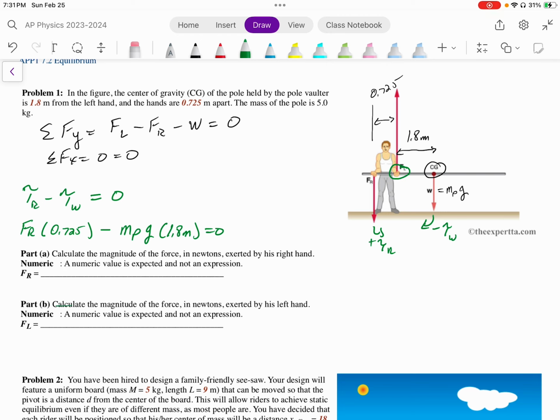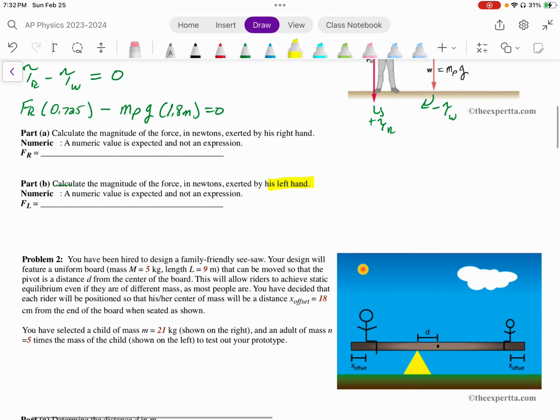Now they ask to calculate the force from his left hand. Well, now that I know the right hand and I know the weight of the pole, I can use the sum of the forces in the y direction to find the force from his left hand. Okay, there's some help for that.